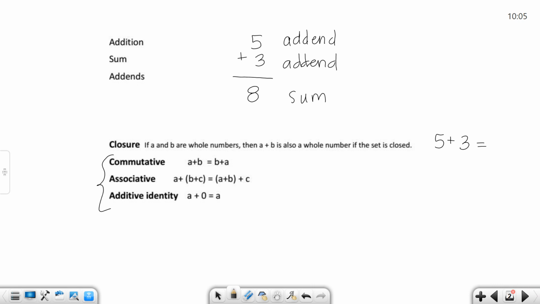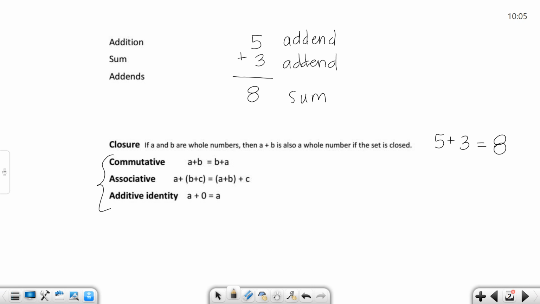So what that means is if I add 5 and 3, 5's a whole number and 3's a whole number, and when I add them together, I get another whole number. So if I add these up, I get 8. So 5's a whole number, 3 is a whole number. When I put them together, I get a whole number.